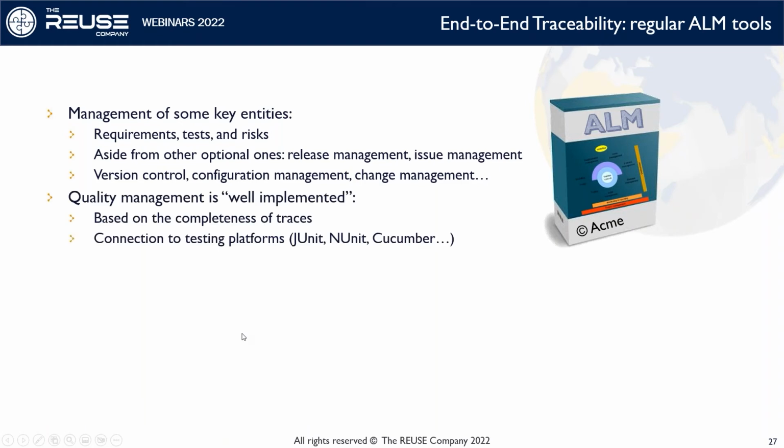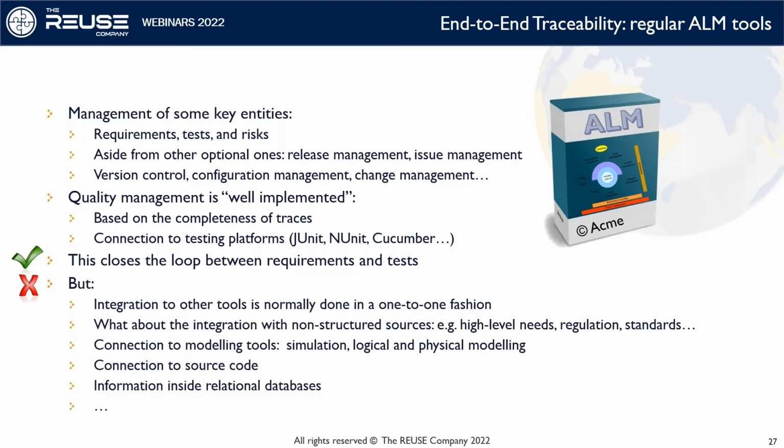In this kind of tools, quality management is, let's say, very well implemented. It is based on the notion of completeness of traces. Are all my requirements properly traced to tests, and are all the tests properly satisfied or successfully executed, right? So this could be the way these tools implement the notion of quality. Of course, some of those tools are also capable to connect to automatic testing platforms like JUnit or NUnit or Cucumber or some others, right? So this is the way those tools deal with the notion of quality, which closes, I think, very well the loop between requirements and tests, right?